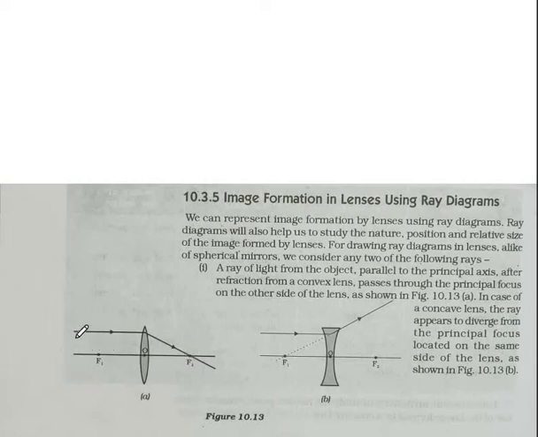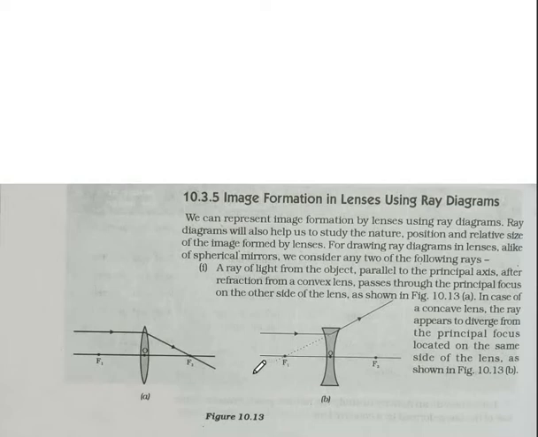Whenever the ray of light is going parallel to the principal axis, after refraction it will pass through the focus, that is converges at one point. Whenever the ray of light is going parallel to the principal axis, in case of concave lens, after refraction it will go away. It will be refracted in this direction as if it is coming from this F1. This is the first rule.